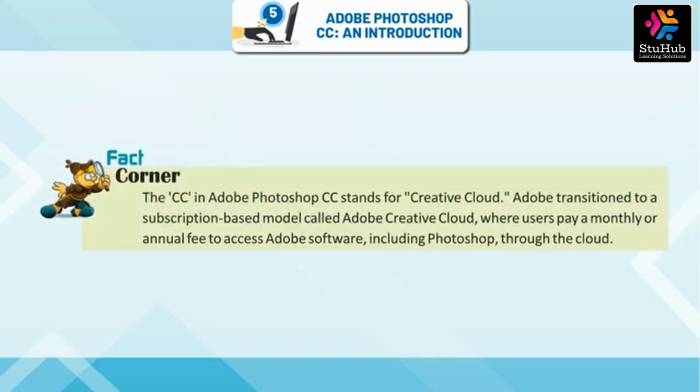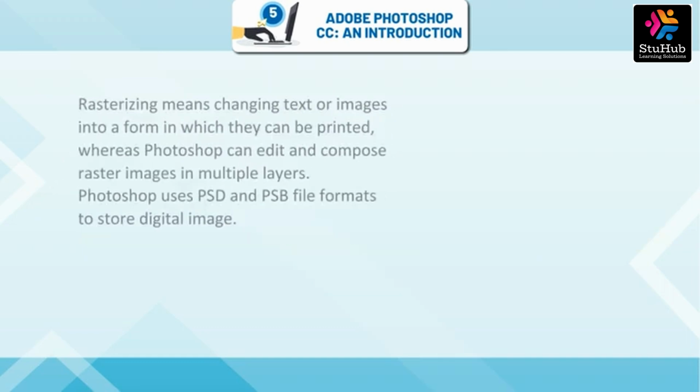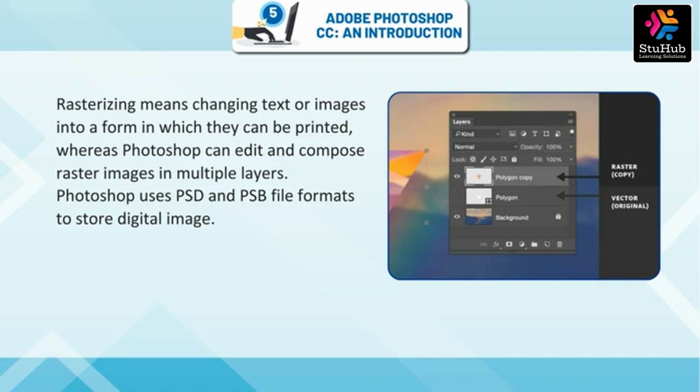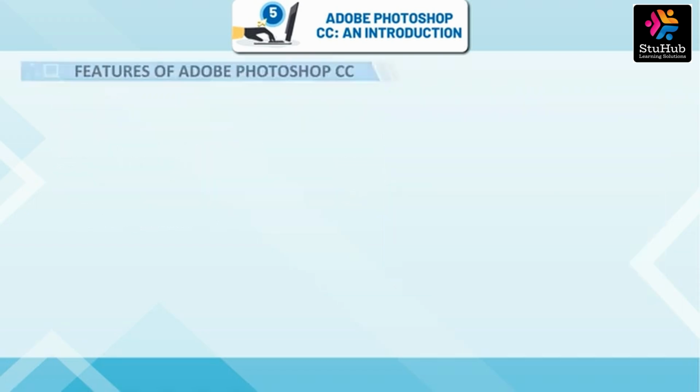Raster images are stored in image files with varying formats. Fact Corner: The CC in Adobe Photoshop CC stands for Creative Cloud. Adobe transitioned to a subscription-based model called Adobe Creative Cloud, where users pay a monthly or annual fee to access Adobe software, including Photoshop, through the cloud. Rasterizing means changing text or images into a form in which they can be printed, whereas Photoshop can edit and compose raster images in multiple layers. Photoshop uses PSD and PSB file formats to store digital images.